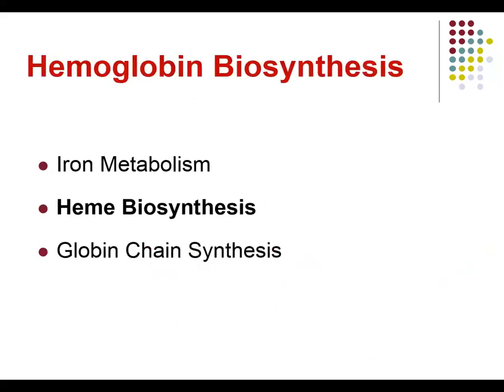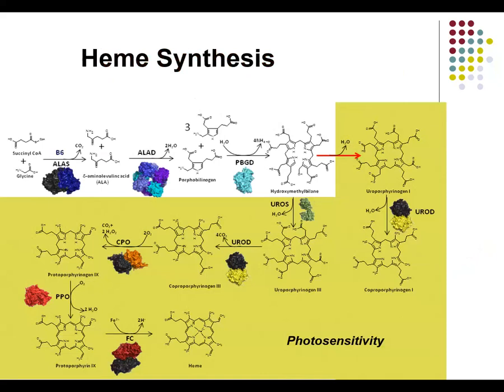Now we'll talk about heme synthesis. And it should be noted that heme synthesis occurs both in hepatocytes and the erythroid precursors. I should say it occurs in more tissues, but those are the two major cell types that utilize heme biosynthesis. There are 8 steps involved in the synthesis of heme groups. The starting materials are glycine and succinyl-CoA.